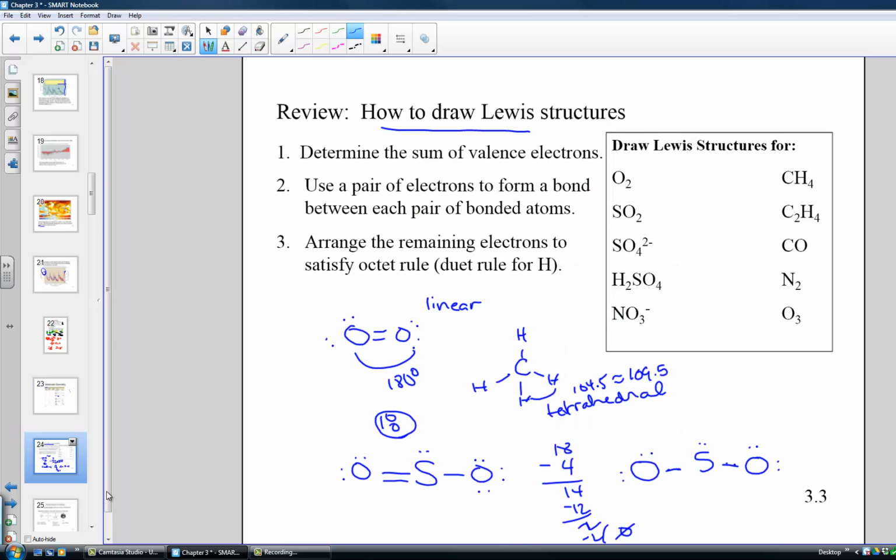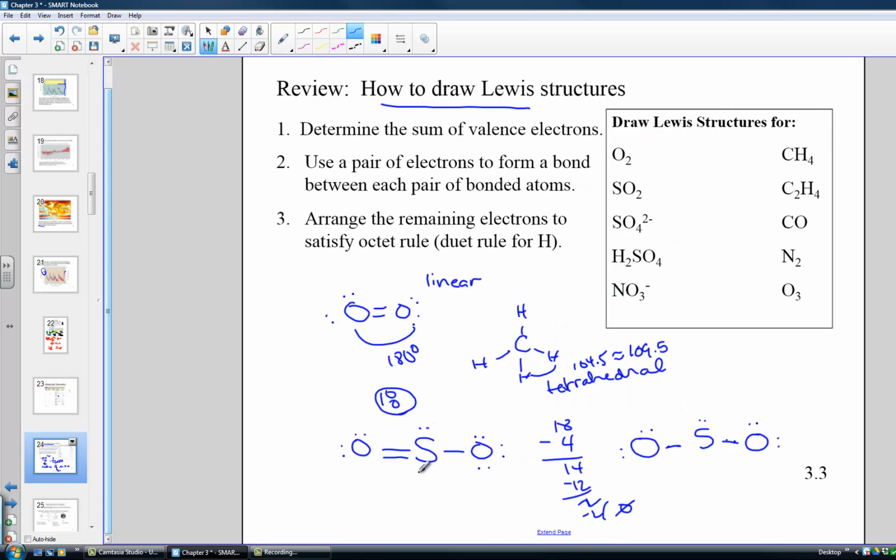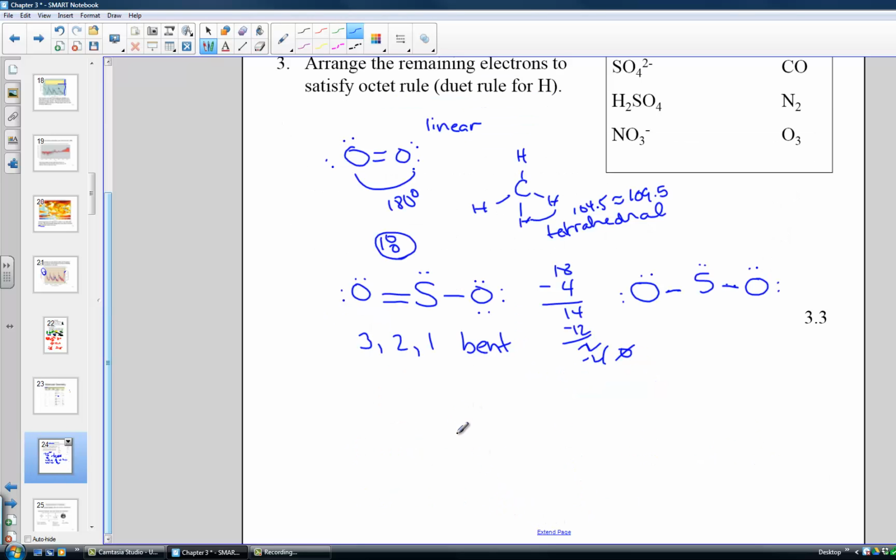So let's verify that. Here's the sulfur. 1, 2, 3 directions. There's 3 total domains. Of the 3, 2 are bonded, 1 is not. This is a bent molecule. So if I really wanted to show this, I should make the geometry look more like a triangle with a lone pair. This would be 120 degrees, not 180 as I had drawn it here.